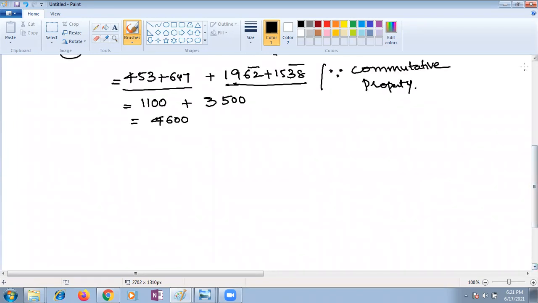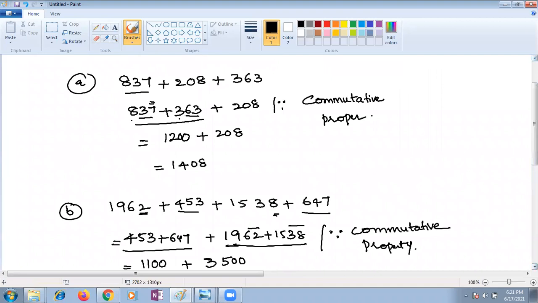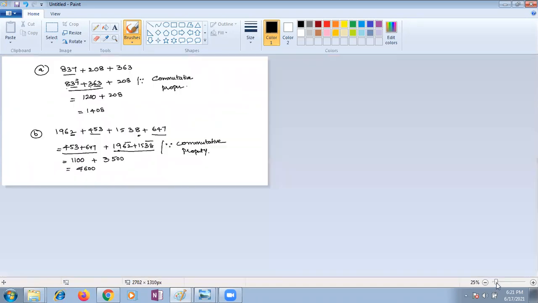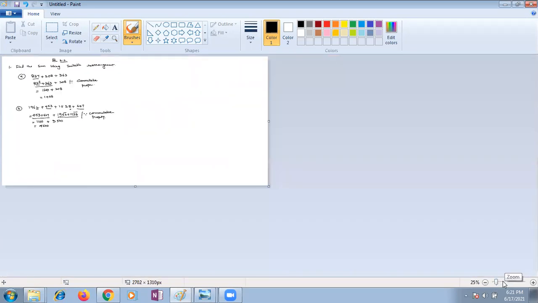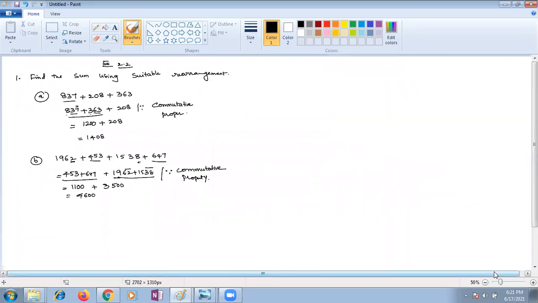Any doubts, children? Any doubts here till here? Please ask me so that I can help you, children. We'll go with the next bit. What is the next one in this? Find the product. Just now we did sum. Sum means addition. Product means what you should do, children? Multiplication.